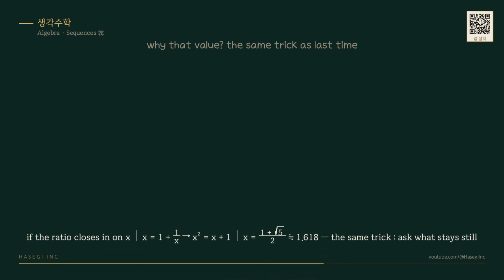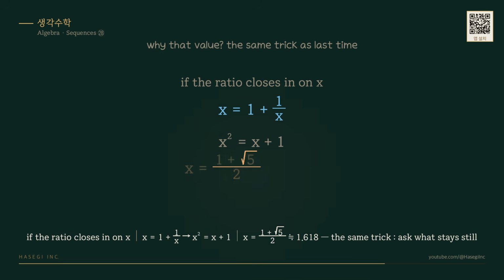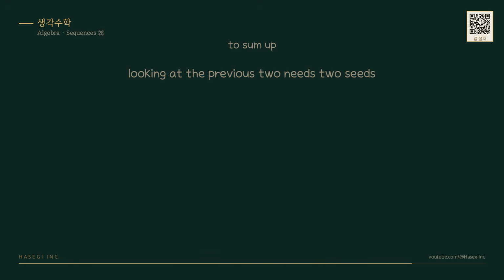Why that value? We use last time's trick. Suppose the ratio closes in on some value x. Since each number is the previous two added, the ratio is 1 plus the reciprocal of the ratio before it. So x has to equal 1 plus 1 over x. Multiply both sides by x and you get x squared equals x plus 1. Solving gives 1 plus the square root of 5 over 2. That is 1.618.